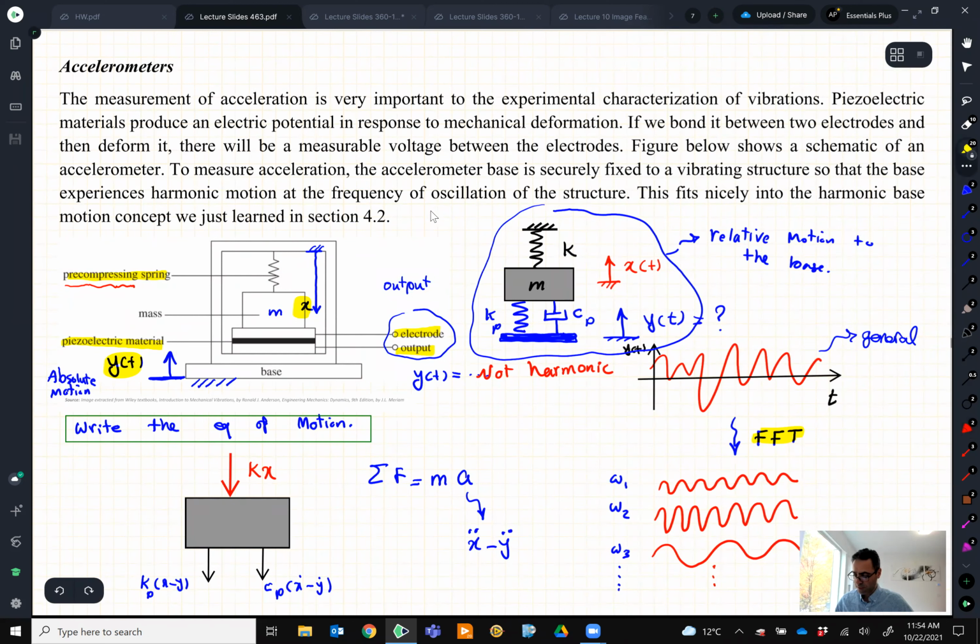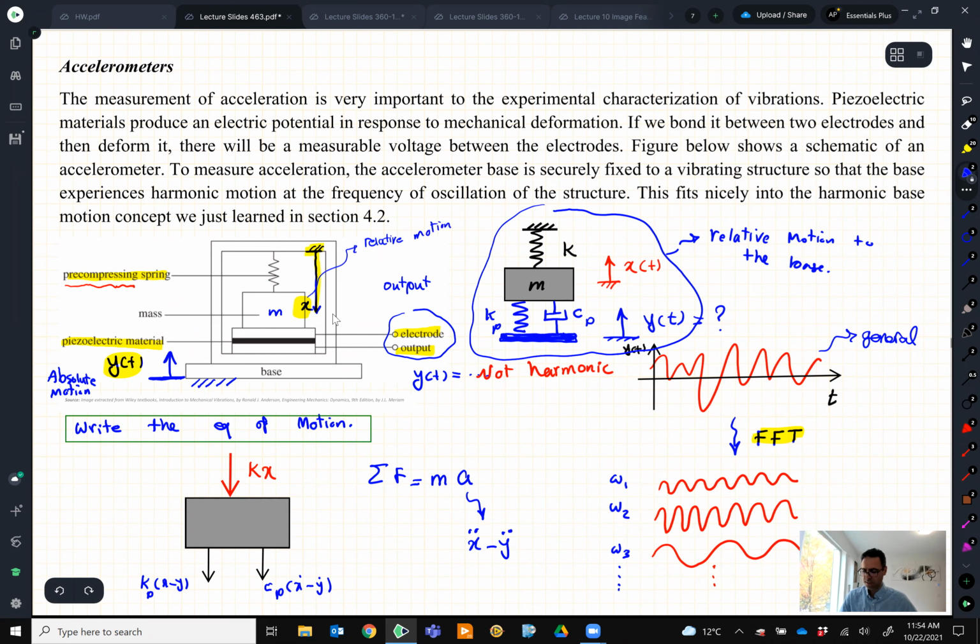If you remember, we said, just as a practice this time, let's consider this x as the motion between M and the frame, not the absolute motion, right? So the relative motion. So this x is the relative motion.